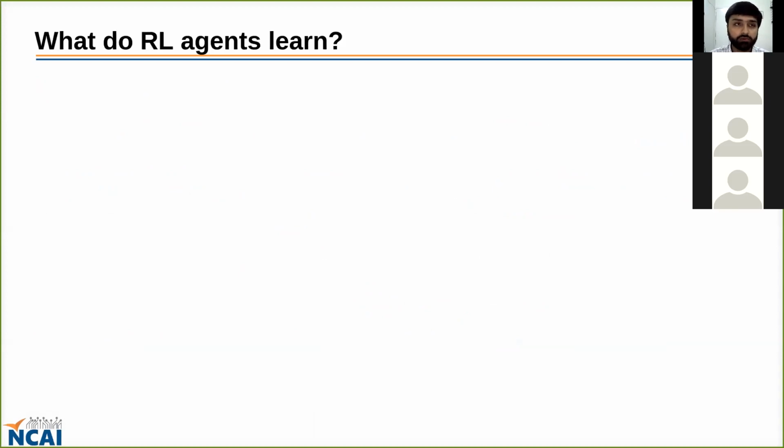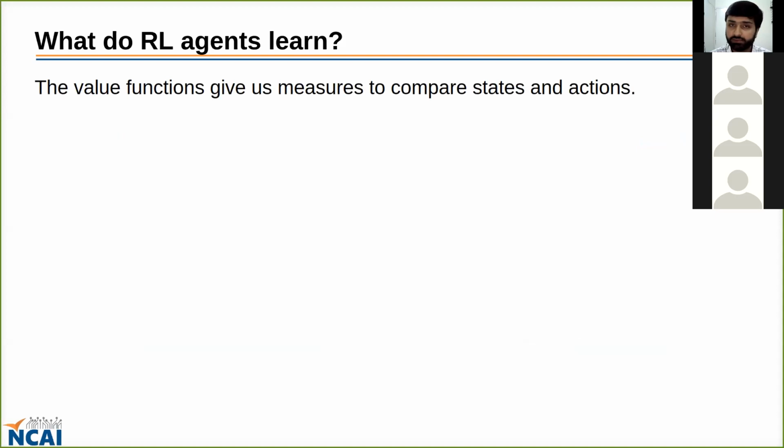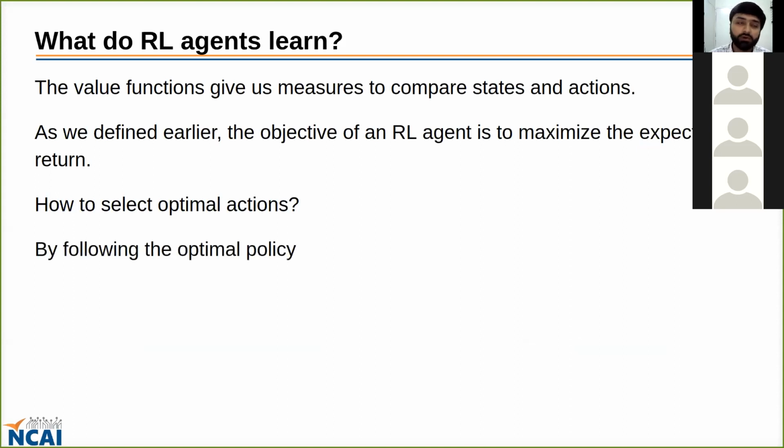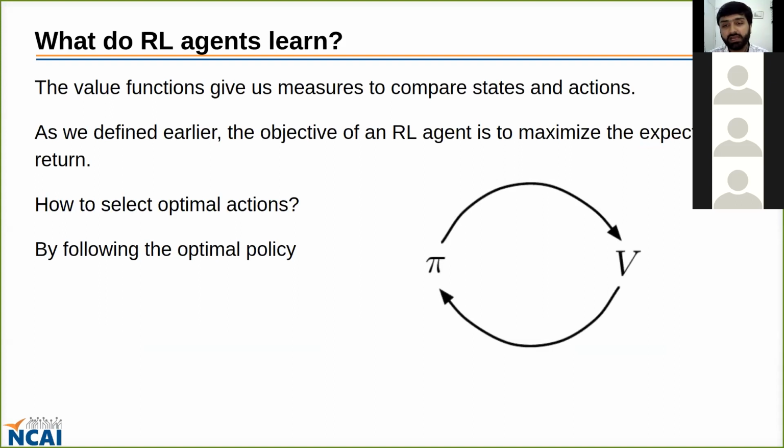Okay, so how do RL agents learn? The value functions give us the measure to compare states and actions, as we saw, in terms of the expected return. As we defined earlier, the objective of an RL agent is to maximize the expected return. So how do we select optimal actions? By following the optimal policies. But the problem is that value functions are dictating the policy, and the policy is dictating the value function. And this chicken and egg problem is the main reason why we do not go for analytical solutions and have to go with iterative optimization solutions, because we do not know which is the cause and which is the effect. They both depend on one another in one way or the other.